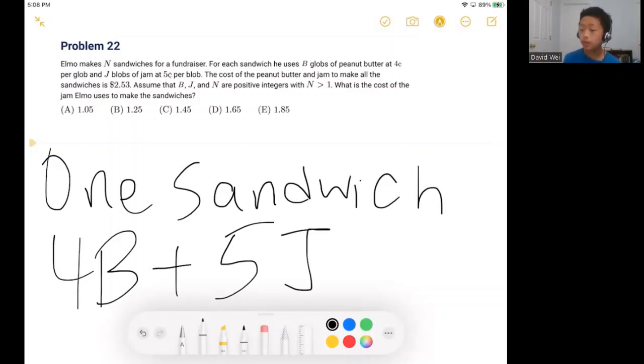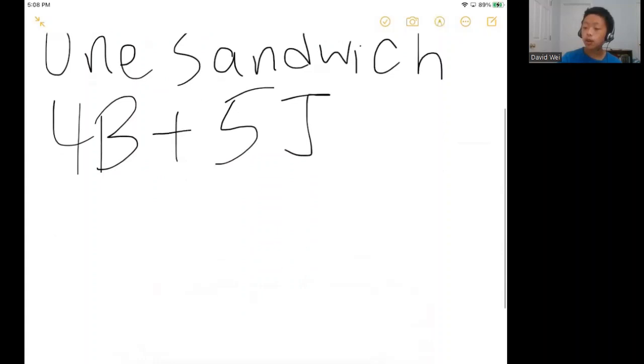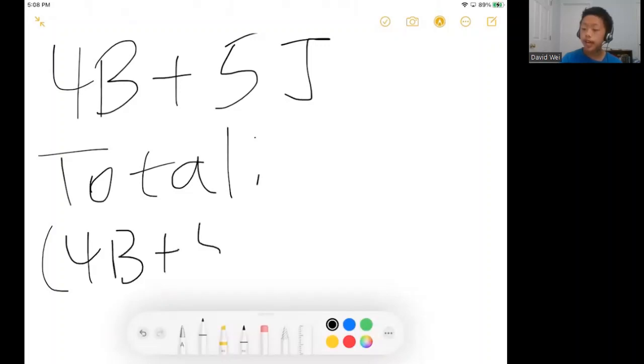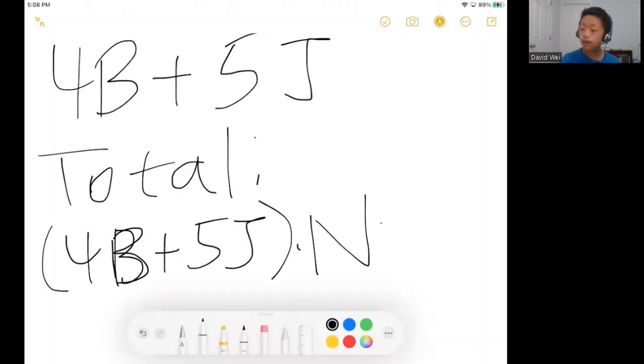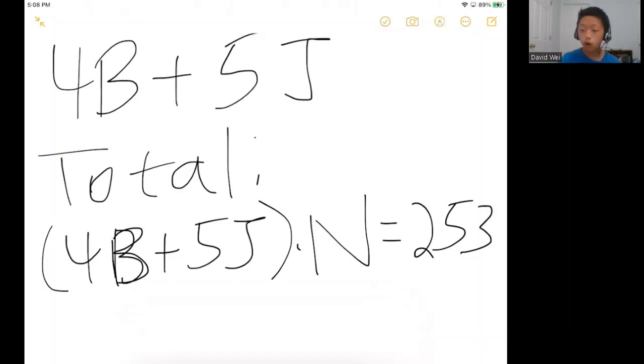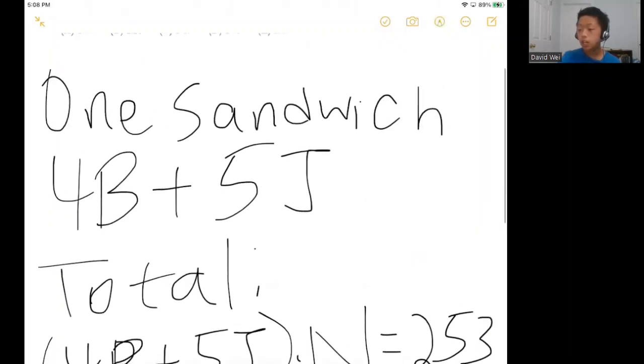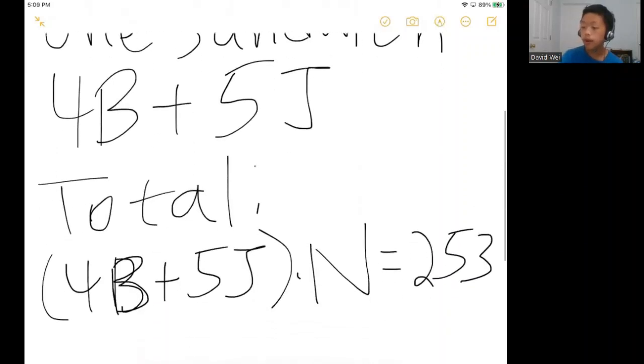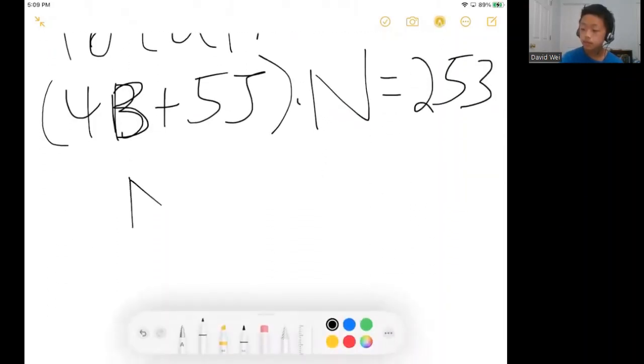Since Elmo is making N sandwiches, to find the total we take 4B plus 5J and multiply it by N. And we're given that this equals 253 cents. Remember, we're doing all our calculations in terms of cents. We're also given that N is greater than 1. So this boils down to a number theory problem.